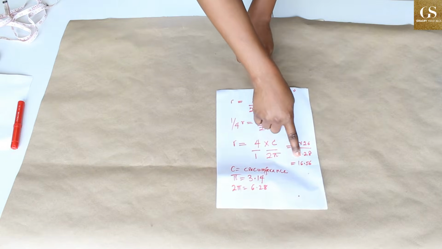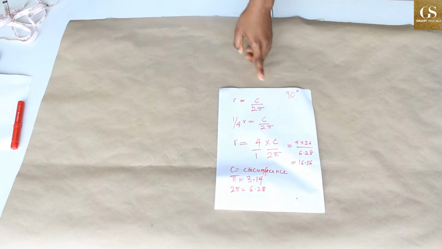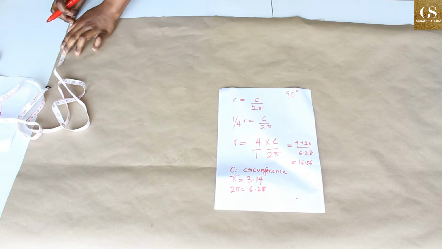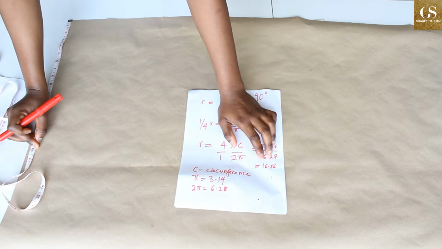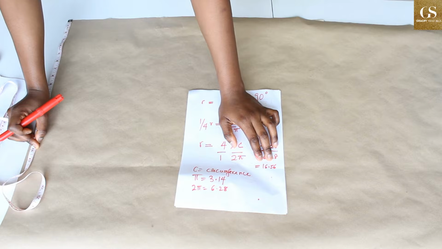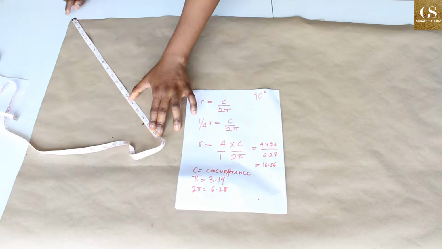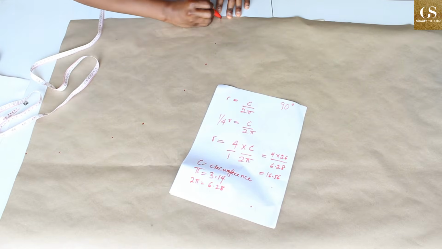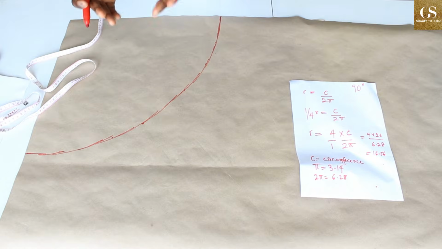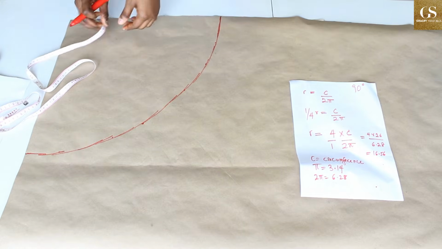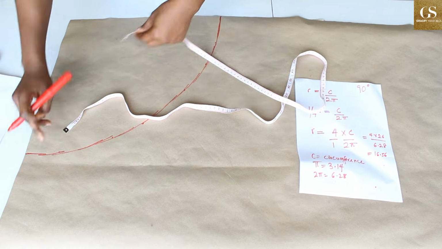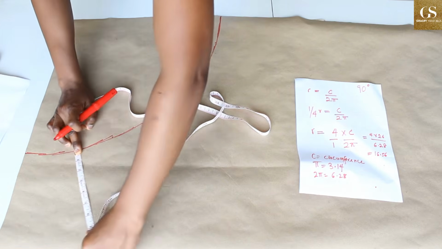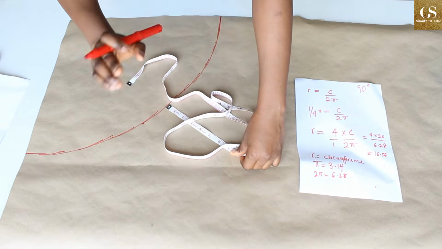Since I already have my radius to be 16.56, I'm going to measure 16.56 for the radius. I am going to approximate this to 16.5. So this here is going to be my radius like this. Let's say the length I want to use is 5 inches. I will not start measuring my 5 inches from here. You know why? Because this is a curve.